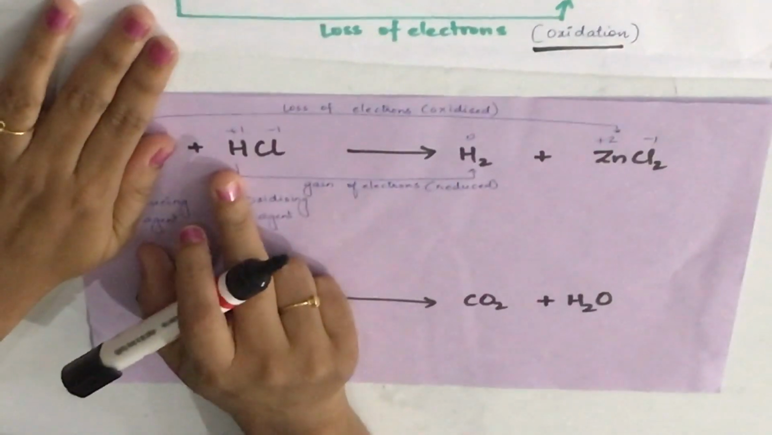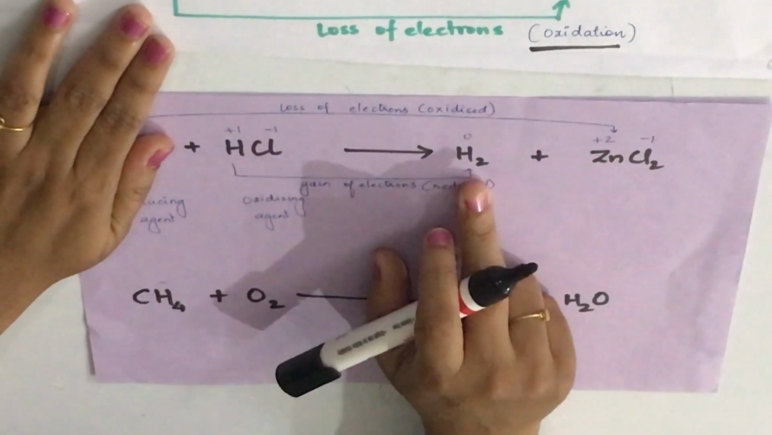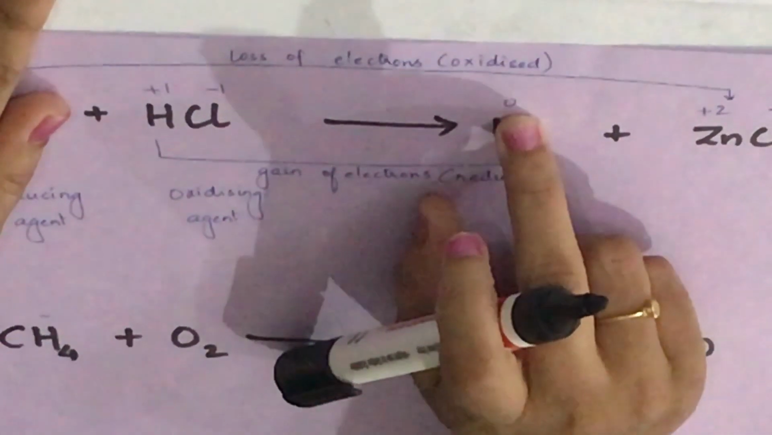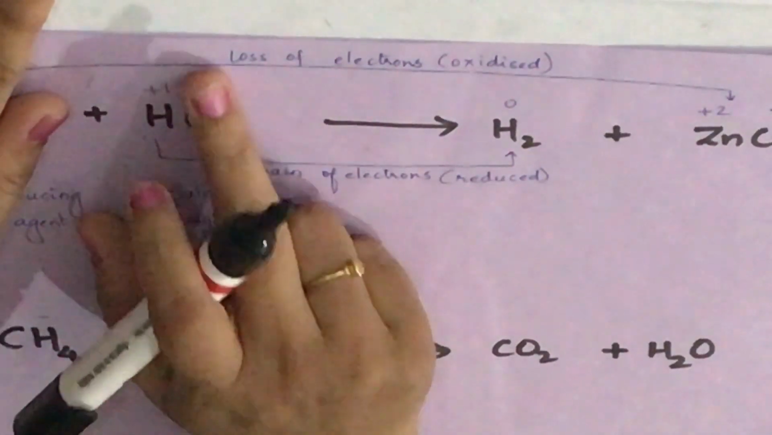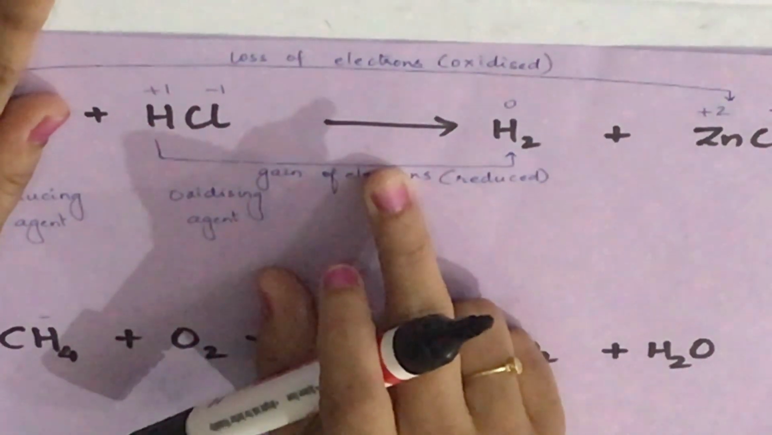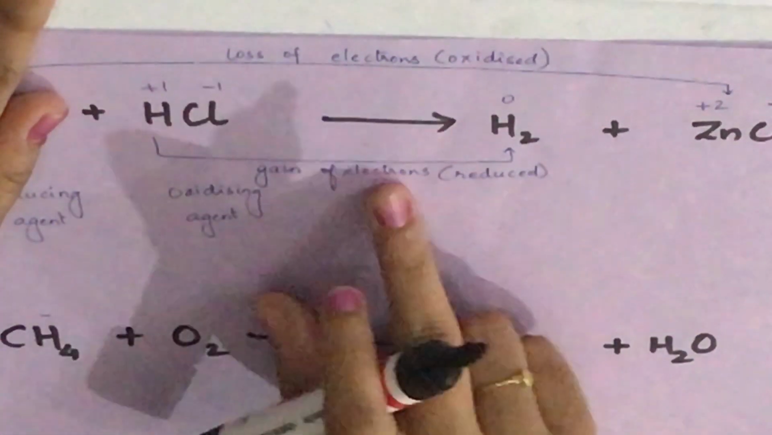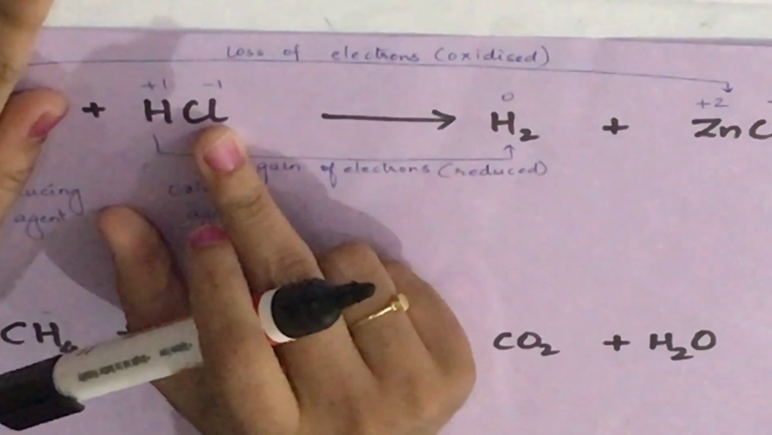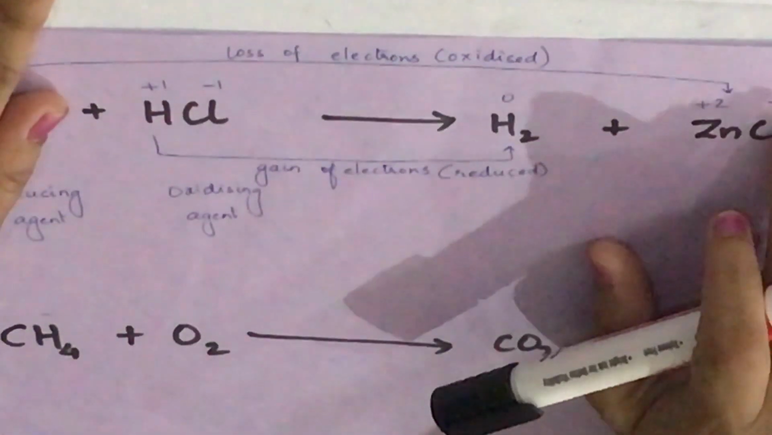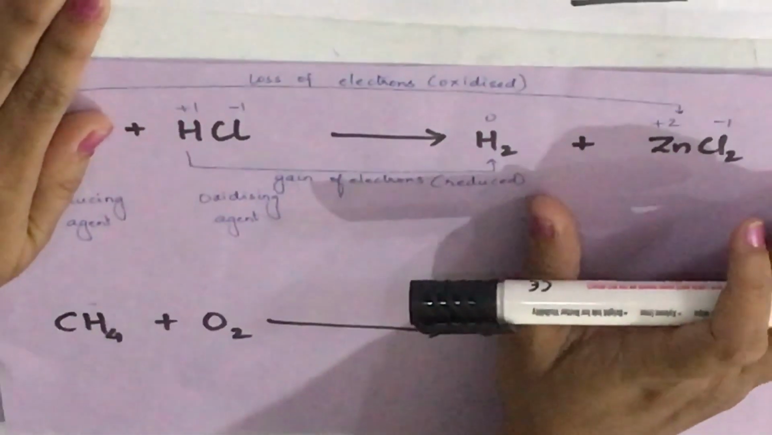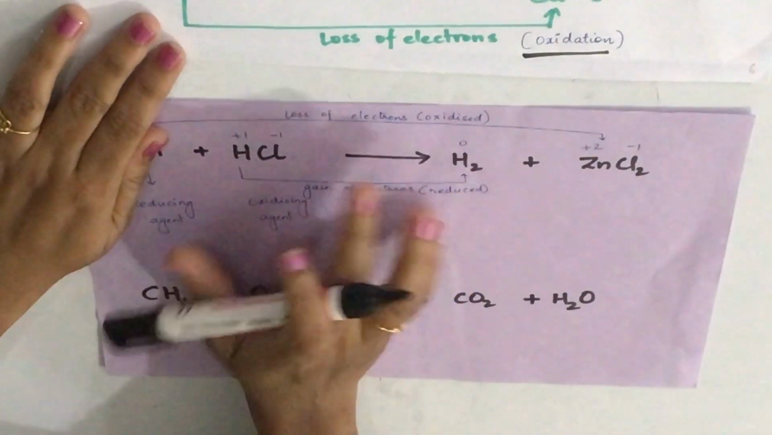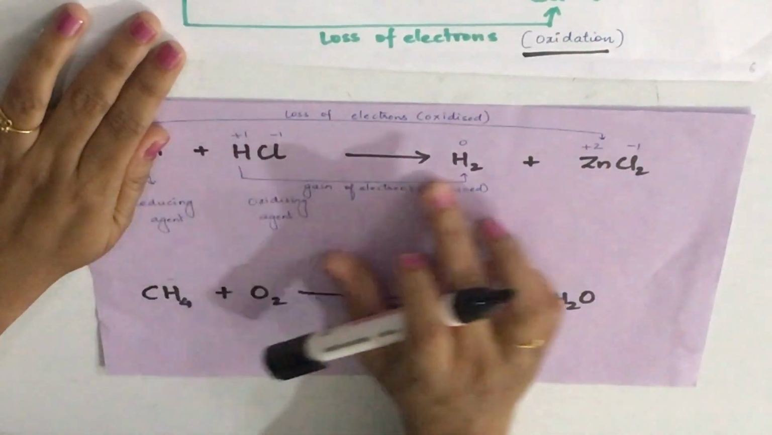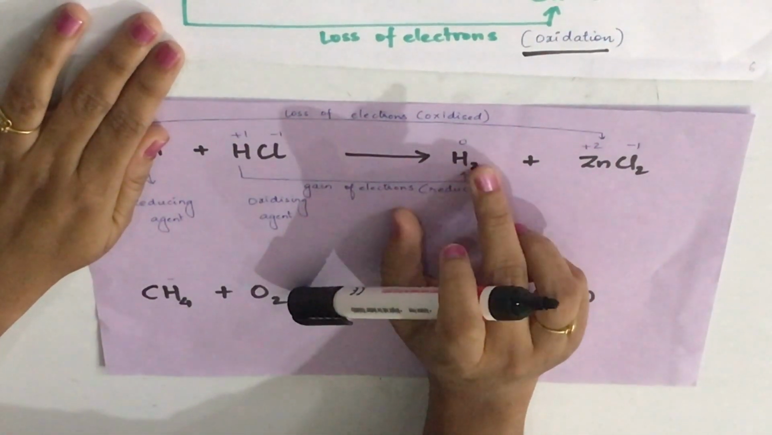Here H, if you see, hydrogen has gained electrons. From +1 it has become 0. It was positive first, it gained these electrons which are negative and it became 0. Gain of electrons is reduction. Now here if you see chlorine, here also it's -1, here also it's -1, so there is no change in chlorine. But as a whole, because hydrogen is associated with chlorine, we say that HCl has reduced to H2.